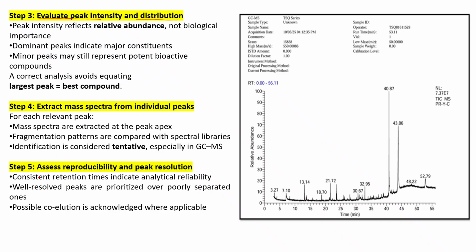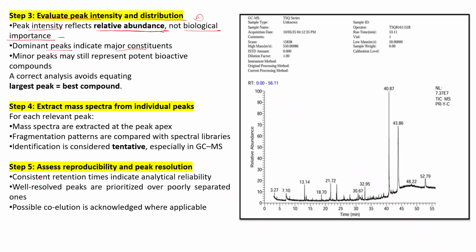Evaluate peak intensity and distribution. Peak intensity reflects relative abundance but not biological importance. This is a very important point: a peak that is relatively abundant does not necessarily mean that it is biologically important. It cannot be biologically significant also.